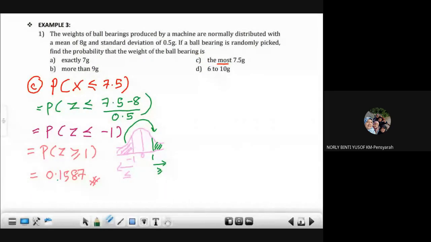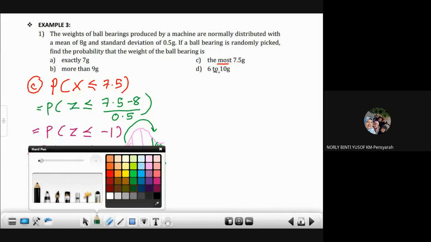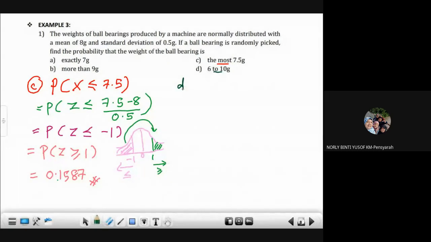D pun sama. Keyword dia adalah 6 to 10. So 6 to 10 adalah probability dia included kan, inklusif kan. So kena betul. 6 lesser or equivalent X lesser or equivalent 10. So ini you dapat betul, you dapat pengetahuan tu betul lah. Salah dari atas, habislah kat bawah kan. So transfer the discrete to the inequality, betul.